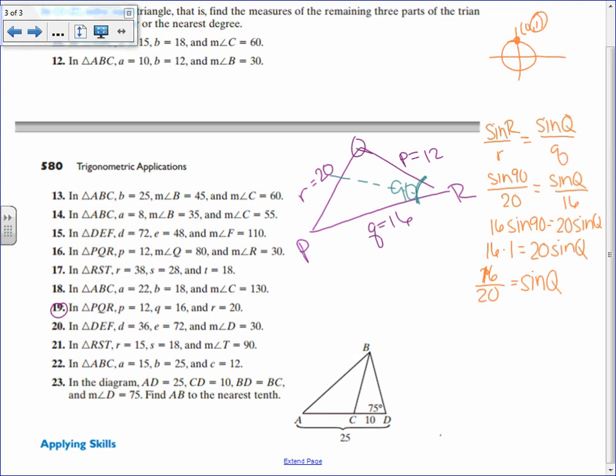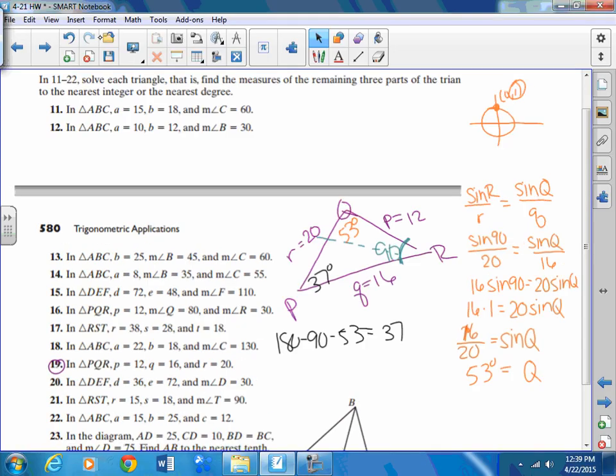And then I'll do the inverse sine of both sides. So inverse sine of 16 divided by 20 is going to give me, rounding to the nearest degree, 53 degrees. So here will be a 53. And then to find p, I can just do 180 minus 90 minus 53, which is 37. And that is it. We are done.